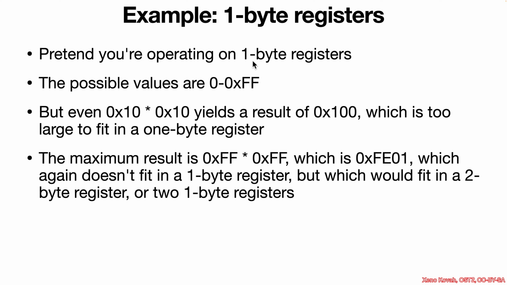Giving you a concrete example, let's pretend we had 1-byte registers. The values are 0 to FF, but even the small values of hex 10 times hex 10 yields hex 100, which does not fit in a 1-byte register. And the maximum values of all Fs times all Fs yields FE01, which again does not fit in a 1-byte register. You would either need to have a 2-byte register available, or you would have to store the upper half into a 1-byte register and the lower half.